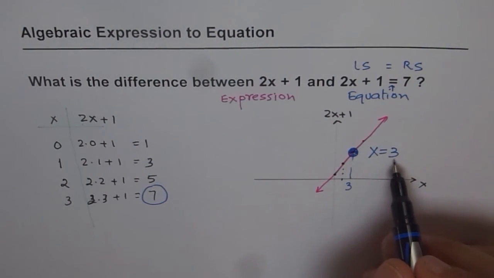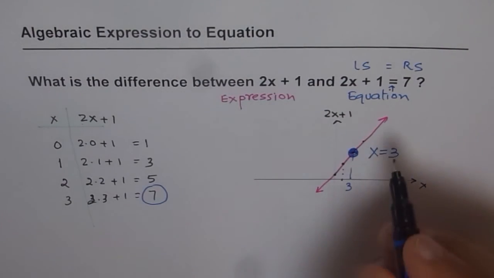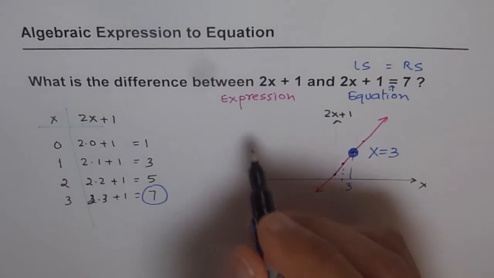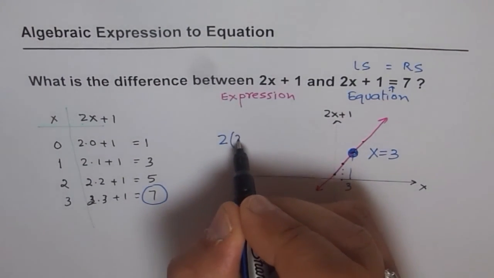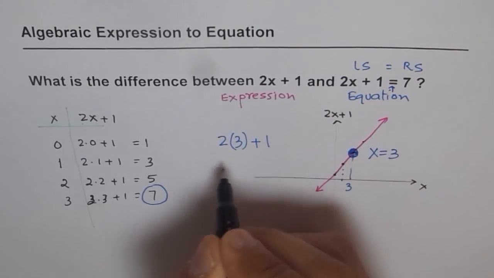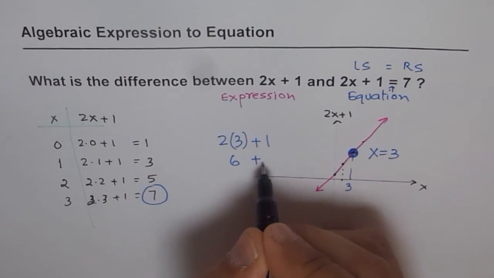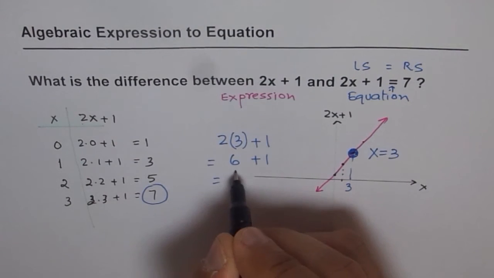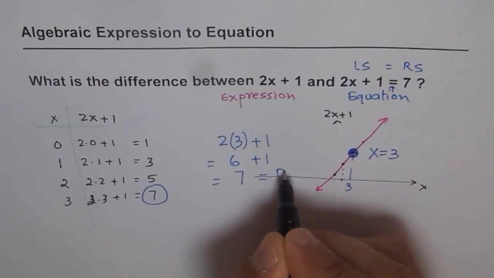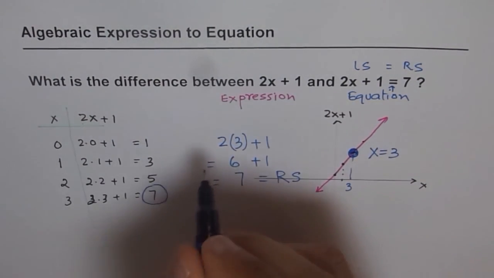So solve and check means plug in 3 here. So if I write 3 instead of x, what do I get? I get 2 times 3 plus 1. 2 times 3 is 6. 6 plus 1. Well, that is equal to 7, and this is equal to the right side. Okay, so that is solve and check.